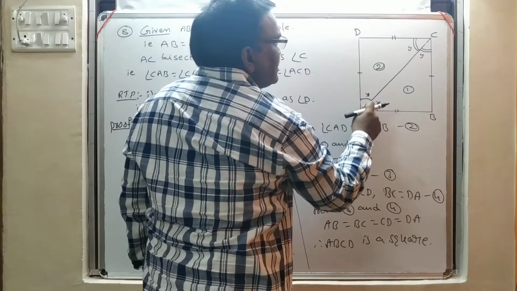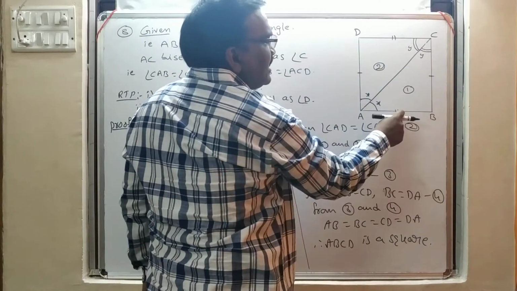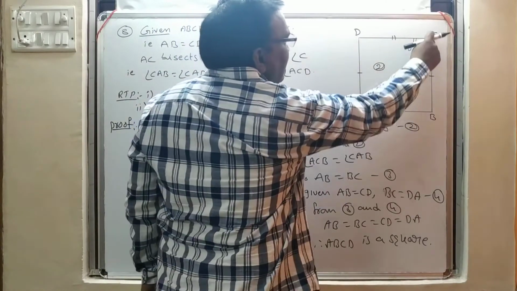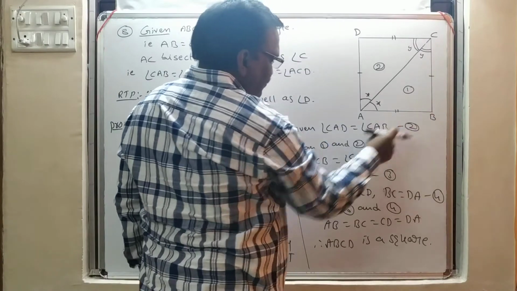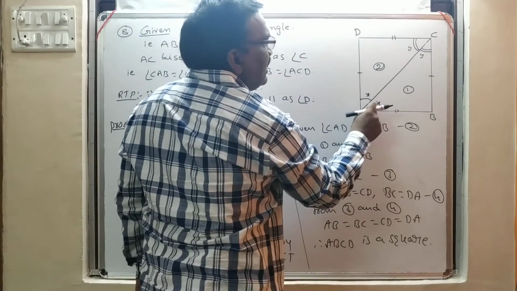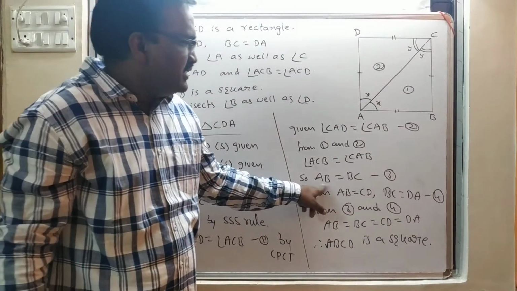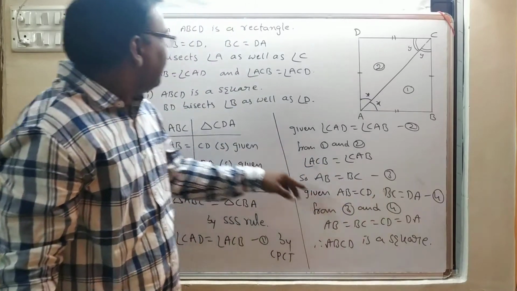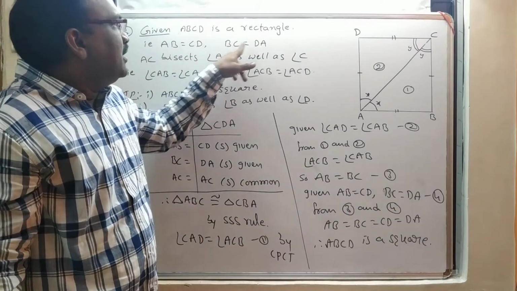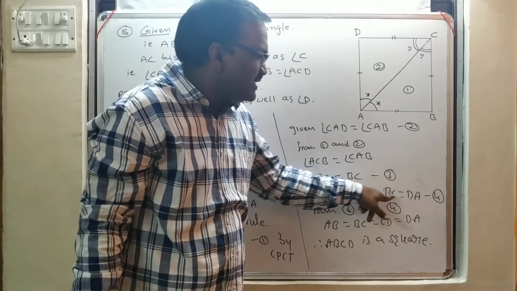So in triangle ABC, this angle is equal to this angle. Their opposite sides are equal. Triangle property. Angle ACB, the opposite side is AB. Angle CAB, the opposite side is BC. So AB is equal to BC. This is condition 3. But given AB is equal to CD and BC is equal to DA. That is given.